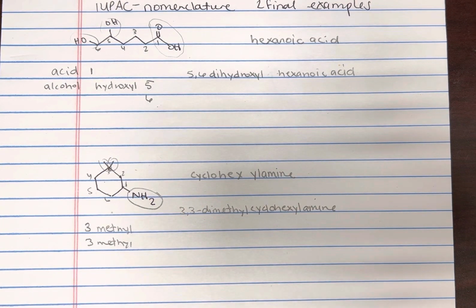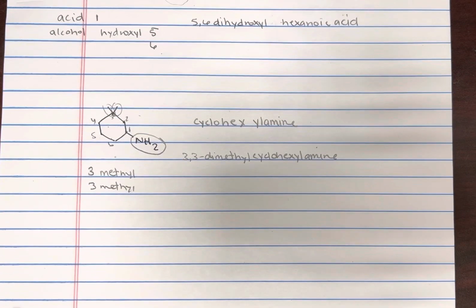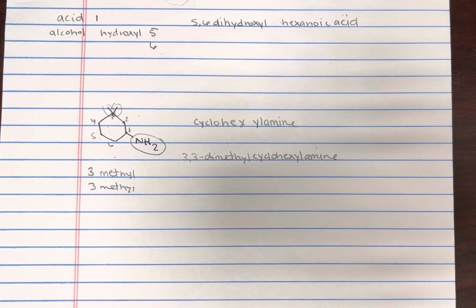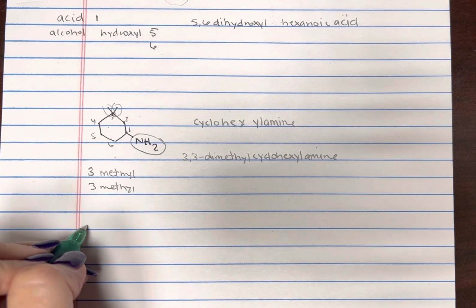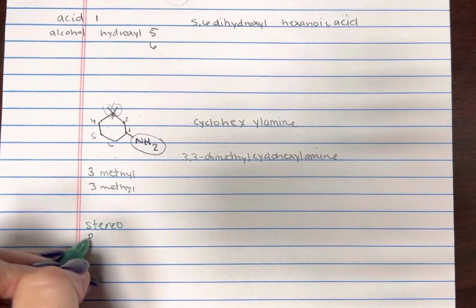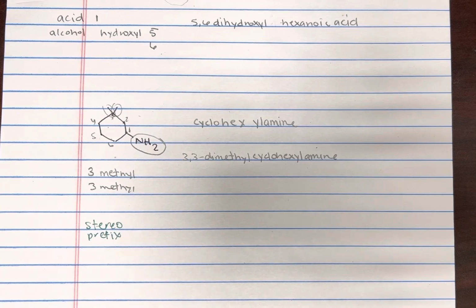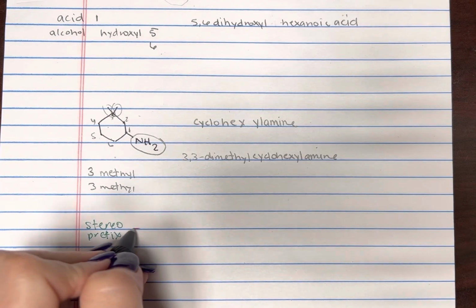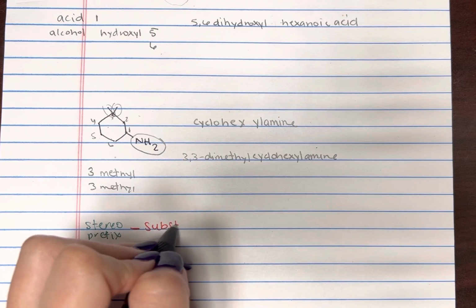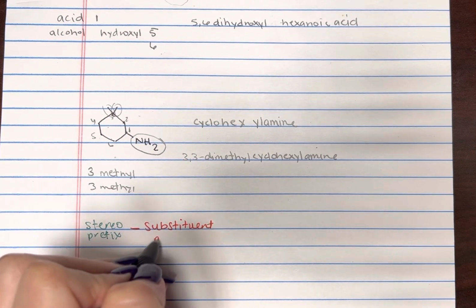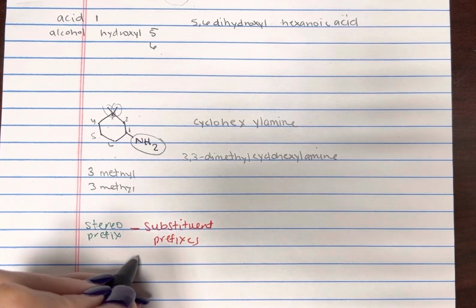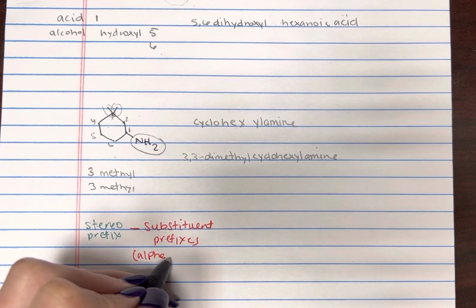How about that? So let me give you a brief summary. And I need all my colors. Okay, so when we are naming a compound, here's what you should have. You should have a stereo prefix, which we haven't talked about yet, followed by your substituent prefixes, and these need to be in alphabetical order.